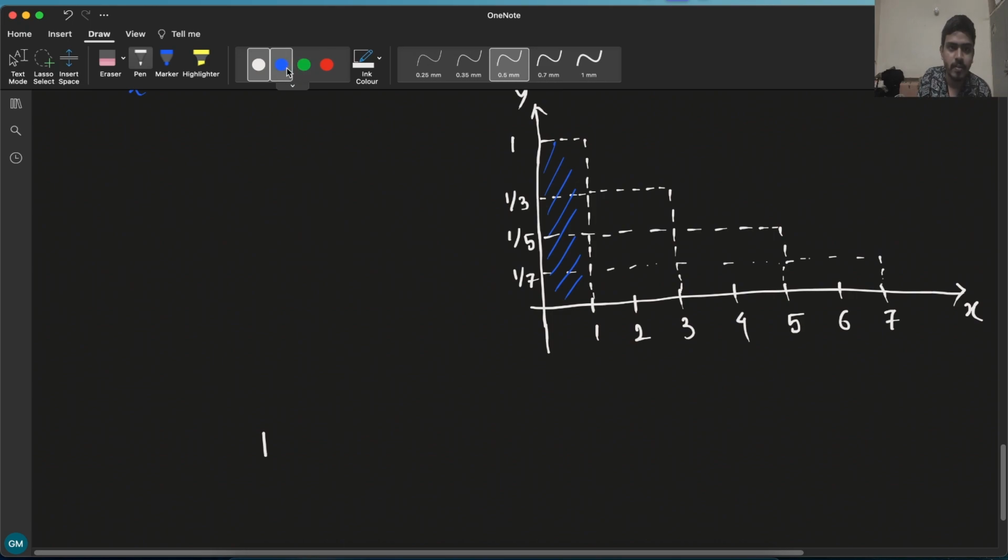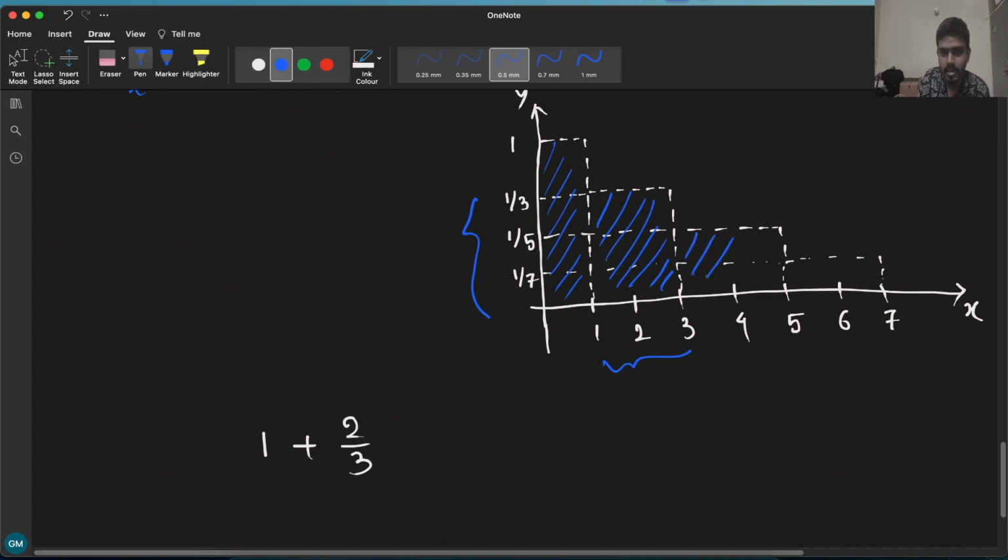What about this area? This height is 1 by 3 and this length is 2, right? So it is 2 by 3. So the total area is 2 by 3, plus, if I add this area, then it will be plus 2 by 5, right?